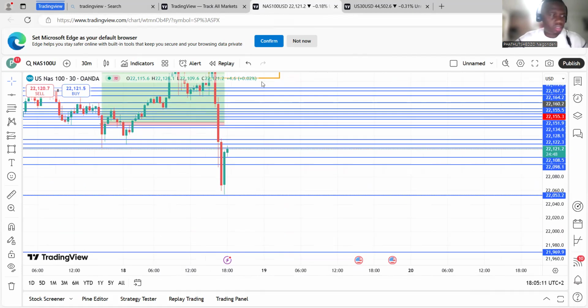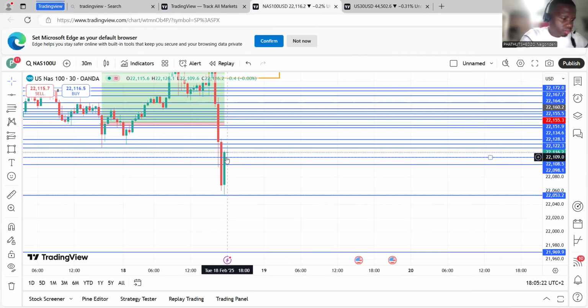So I will stick with the move that I took in Nasdaq, and I'll stick with the loss of, okay, Nasdaq, I'm just gonna actively manage it. Let me see.